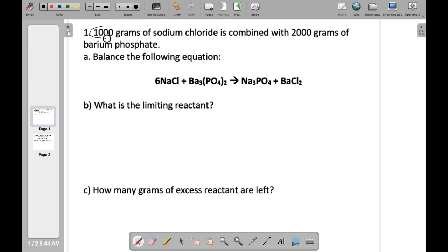1,000 grams of sodium chloride, so that's right here, is combined with 2,000 grams of barium phosphate. Balance the following equation and then find the limiting reactant. So there's 1,000 grams of this and there's 2,000 grams of this. Let's go ahead and balance this real fast.